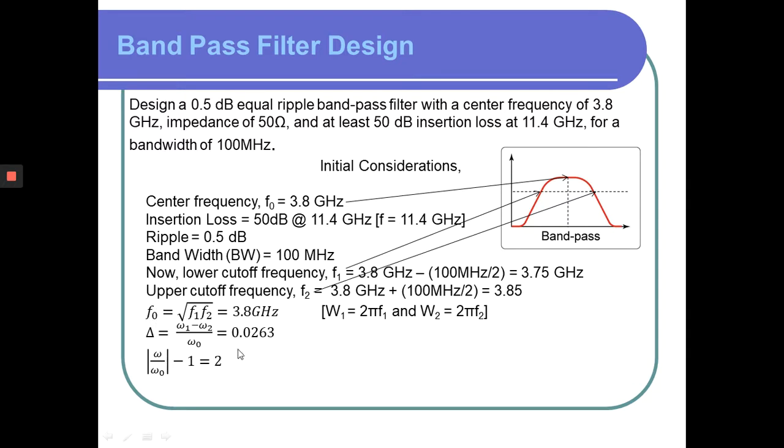So don't worry about this. If there is omega here, like omega naught is equal to the square root of omega 1 and omega 2, it's as simple as that. It's the same. So at the end, it will give you the gigahertz also.